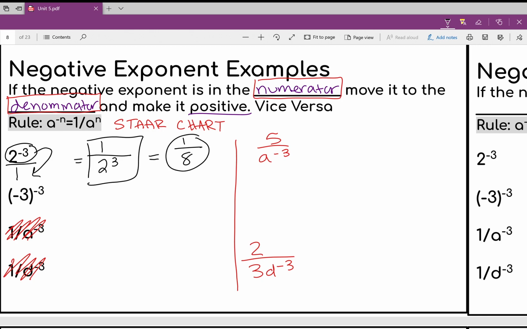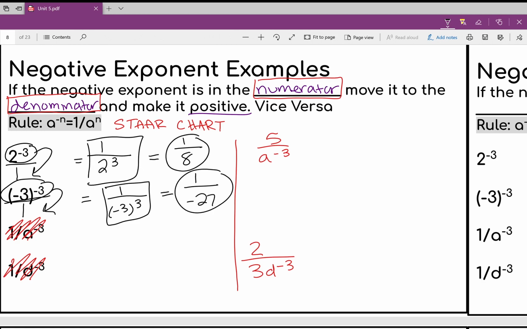Okay, let's look at our second example. We have in parentheses negative 3 to the negative third power. So I'm going to write this over 1. And I notice that my negative exponent is in the numerator, and I'm going to move it to the denominator. So I'm left with 1 on top and negative 3 to the positive 3 on the bottom. So this is our answer. But we can simplify this by putting 1 over negative 3 times negative 3 times negative 3, which is negative 27.